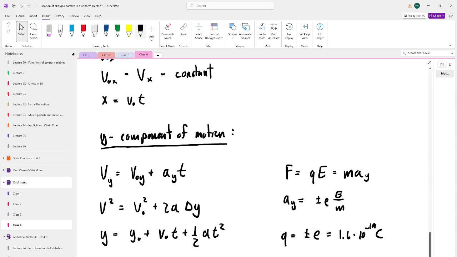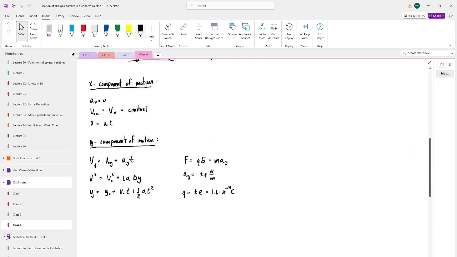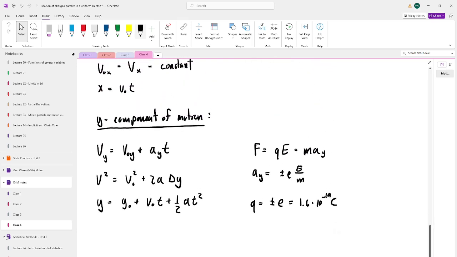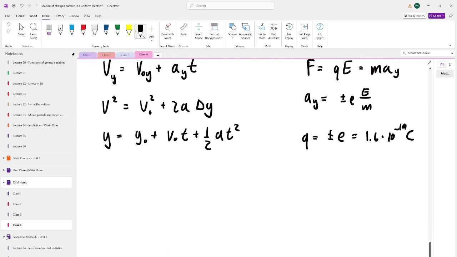All right, so I guess we'll talk about the situation in general. So let's call this electron. Maybe I'll do it in blue. An electron falling through a uniform field.